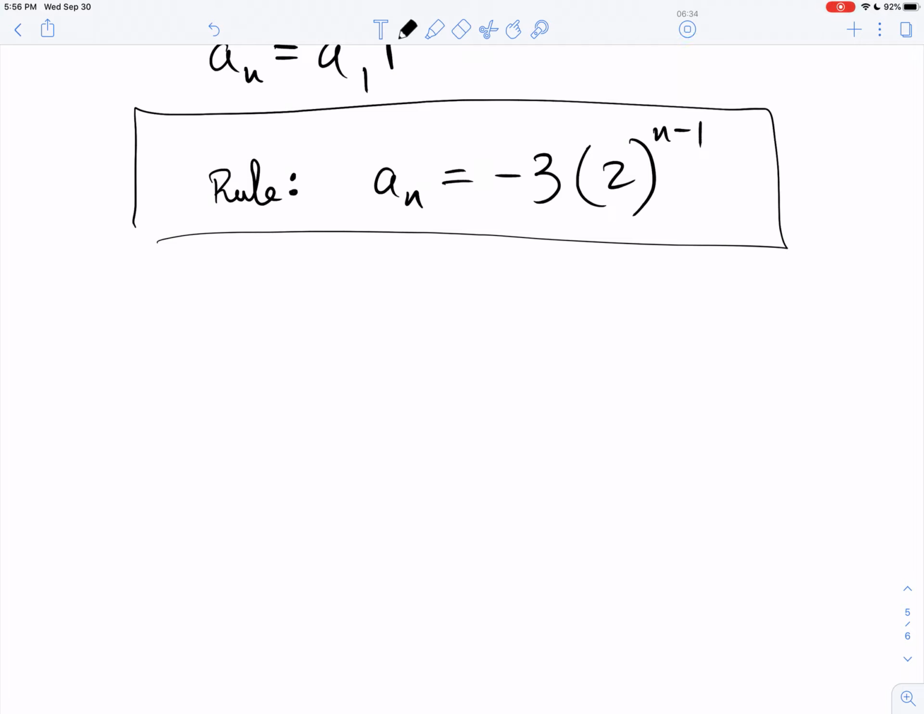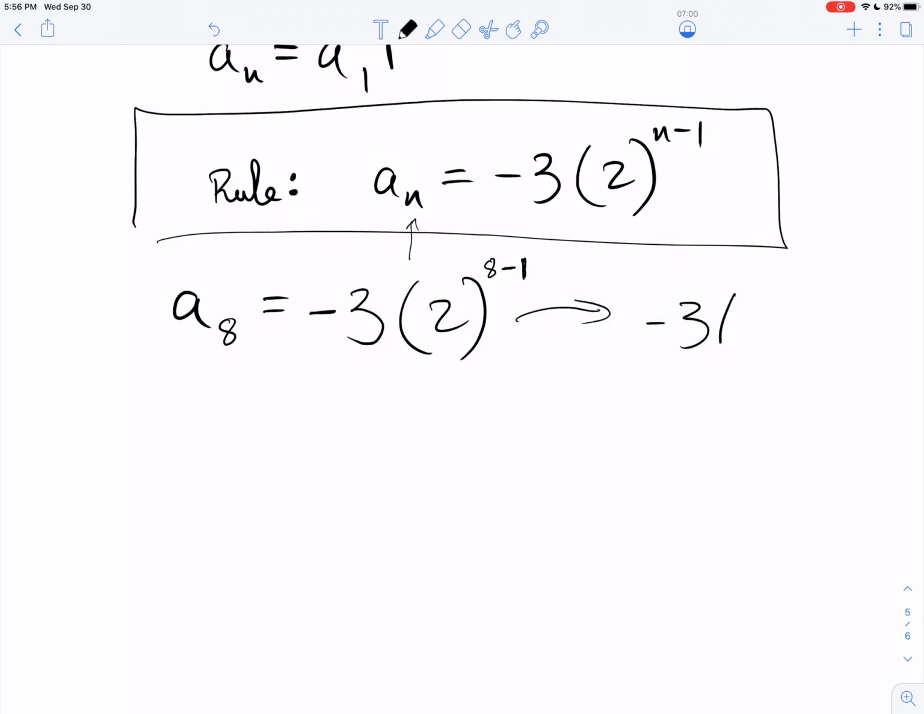But here's the deal with this. If I want to find what the 8th number in the list is, that means n would be 8. So it would look like this: negative 3 times 2 to the n minus 1. What does this look like when I make it pretty? Negative 3 times 2 to the 7th.